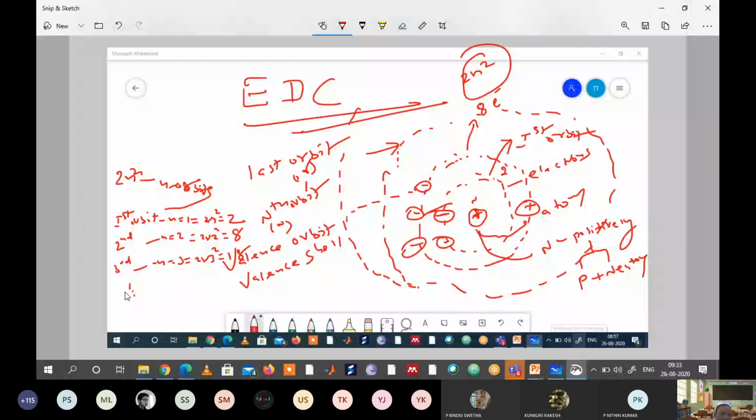Likewise, can you tell me how many electrons are revolving around the nucleus in the 10th orbit? Anyone? Unmute your voice and tell me. 200. Speak loudly. 2 into 10 square. How many? 200. Very good. 200 electrons are revolving around the nucleus in the 10th orbit.